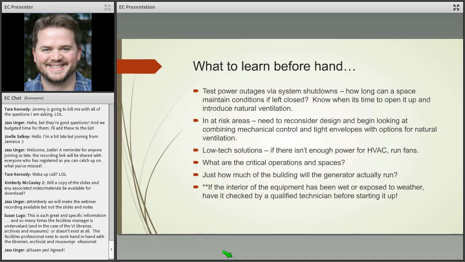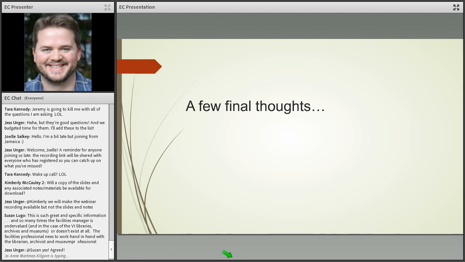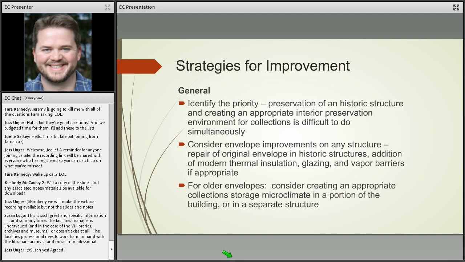If you start that up without having it checked, you're asking not only for trouble with the system itself, but there's every possibility that those problems could then travel downstream and create a bigger problem than what you have to begin with.